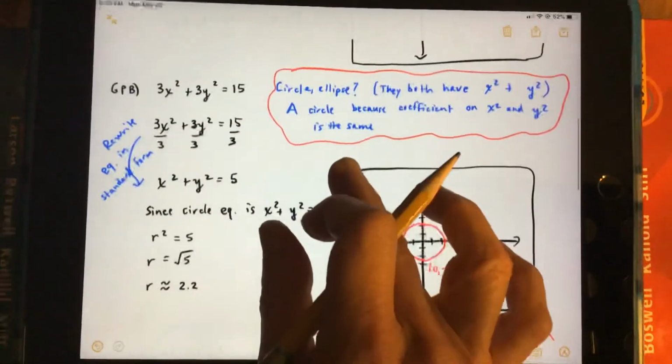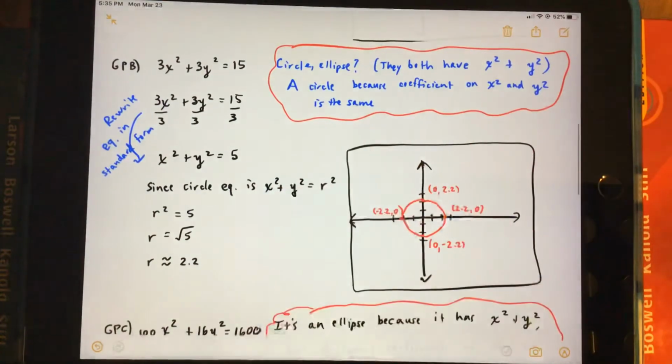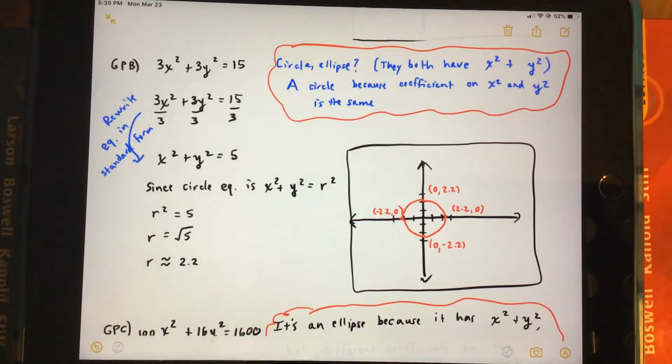Next problem, let's see, we're looking at 3x squared plus 3y squared equals 15. This time we have both x squareds and y squareds added together, and we know that both in a circle and an ellipse, that would be the case, that we have something along the line of an x squared and a y squared added together. So the question is, which one is it?